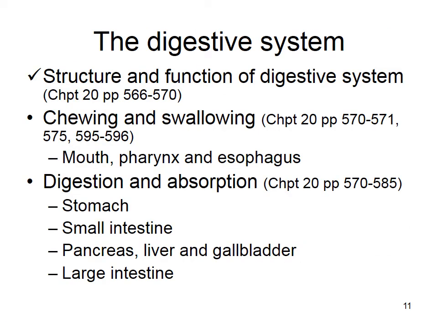Okay. Any questions about that structure and function? Pretty basic stuff. Should we know the order of layers there? So yes, definitely know that the mucosa faces the internal body compartment.